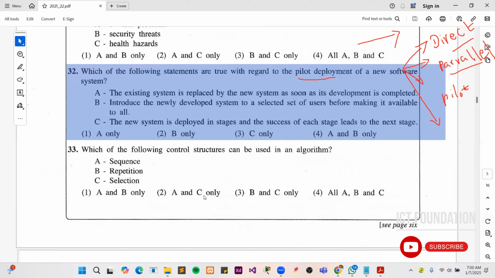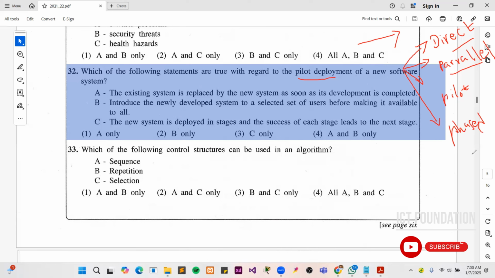If the particular deployment is successful, then the entire deployment will happen. Once the pilot deployment fails, they will check the errors in the deployment or the system, then they will implement again. So this is the pilot deployment. In a particular specific area or for specific users, the system will be implemented. And another kind of deployment is also available, phase deployment.